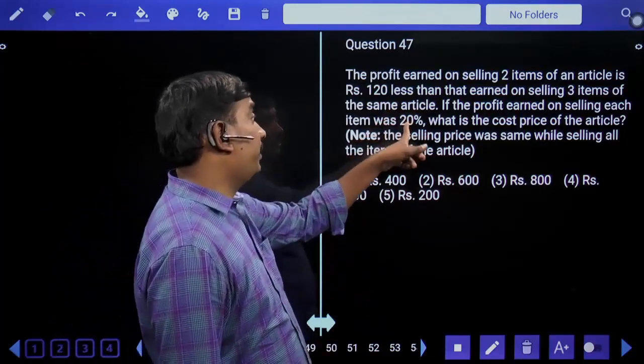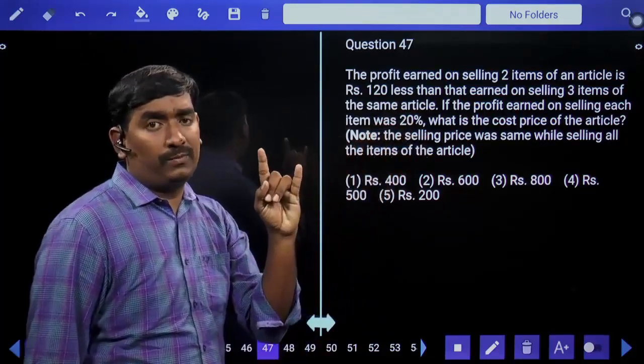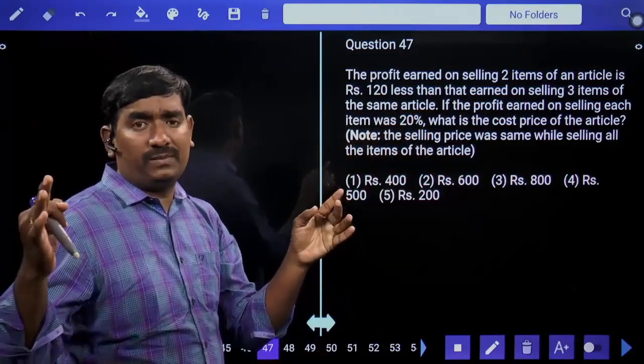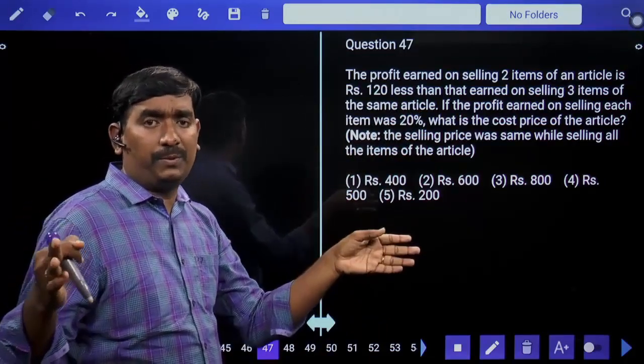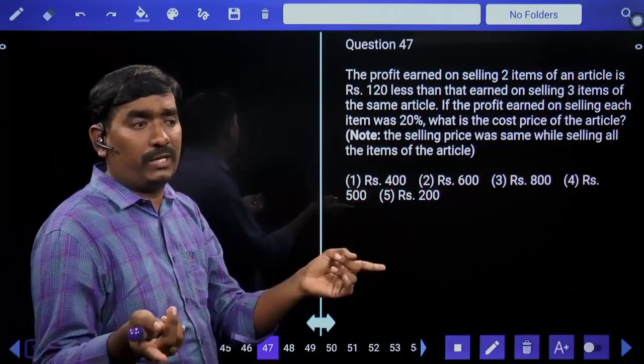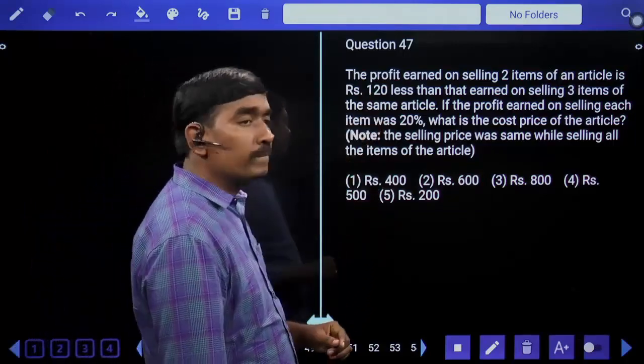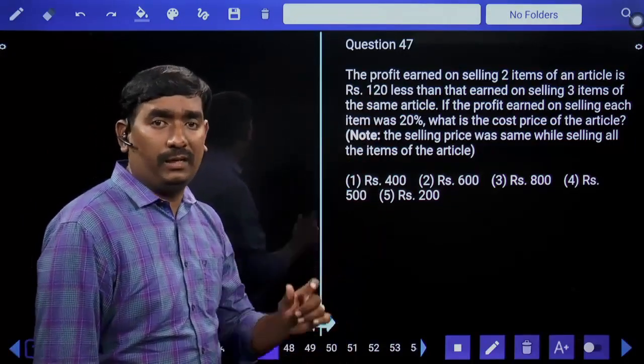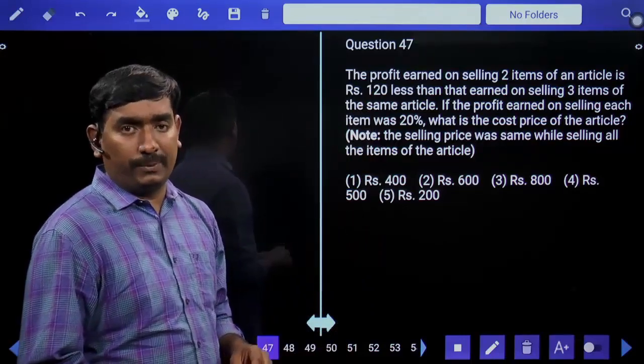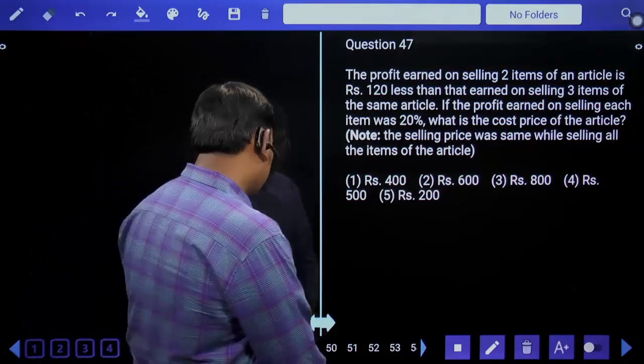On one item 20%, then 2 items 40% profit, 3 items 60% profit. 40%, 60% difference, 20% value is given as 120. So 20% value is 120, and cost price means by default 100%. 600 is your answer.